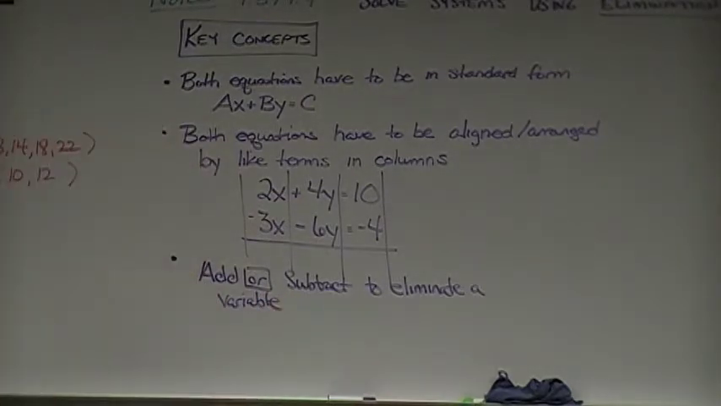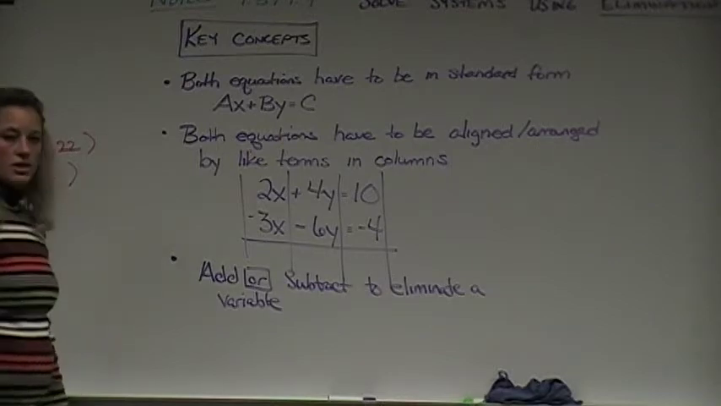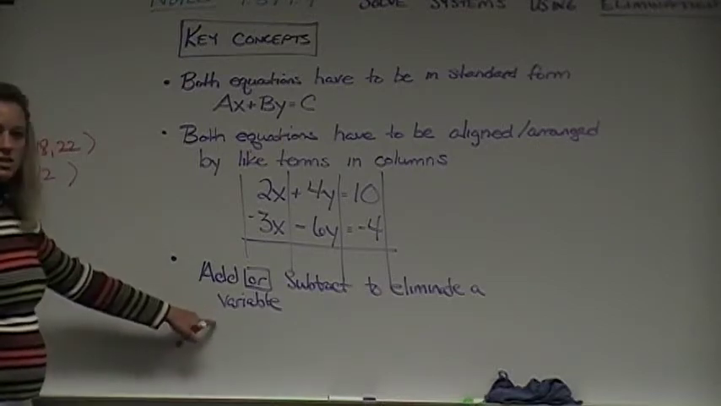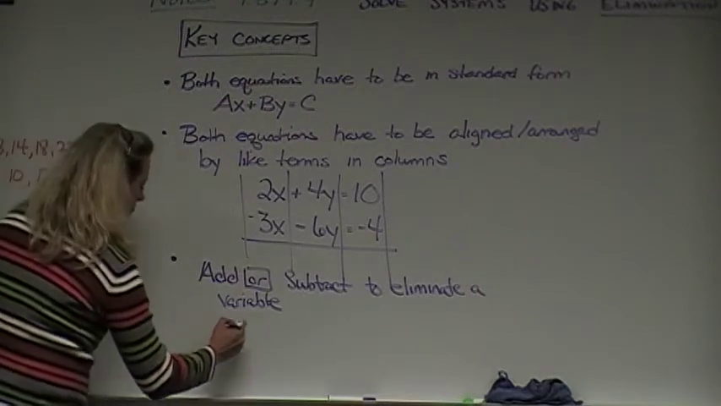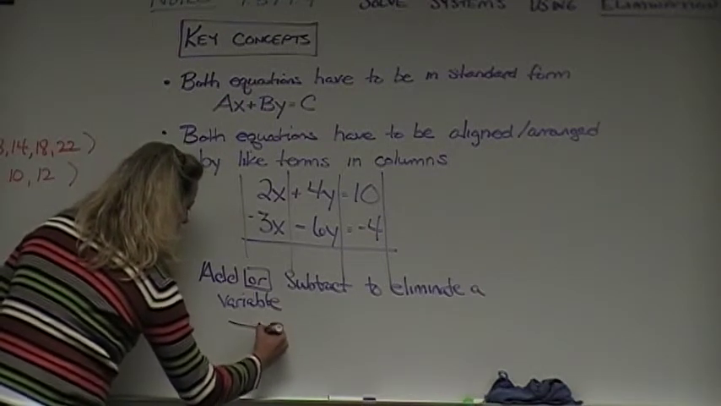Okay, so add or subtract to eliminate a variable. Here are the rules that we need to make sure we have. Okay, Tom, can you see this on the board right now? Yeah. Okay, so if I write down here, you can still see it? Yeah. Okay. All right, here's our rule.